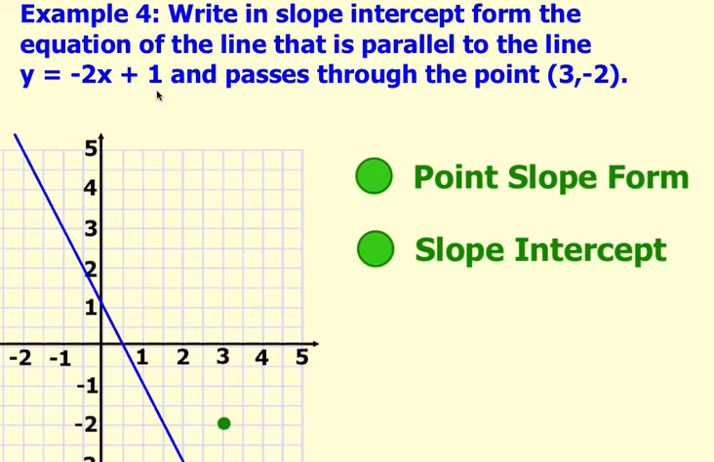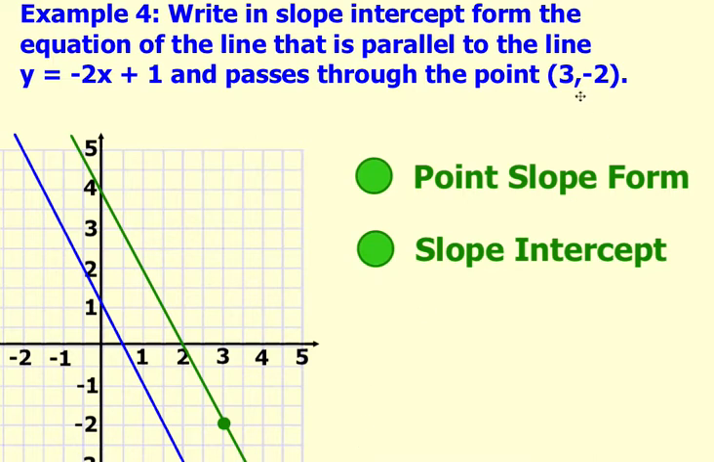What this question wants us to find is the equation of a line that has to pass through this ordered pair, 3, negative 2, that will be parallel to the blue line. So that green line that just appeared, that is the line that we're trying to write an equation for. So let's go back to what the given facts were.